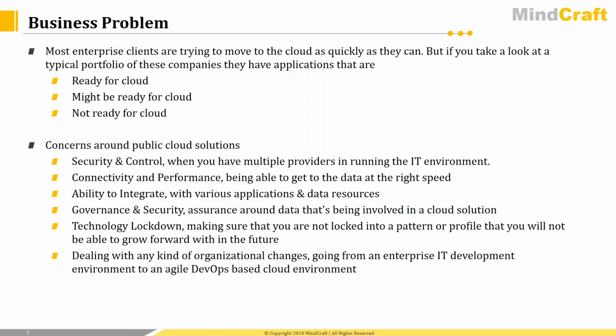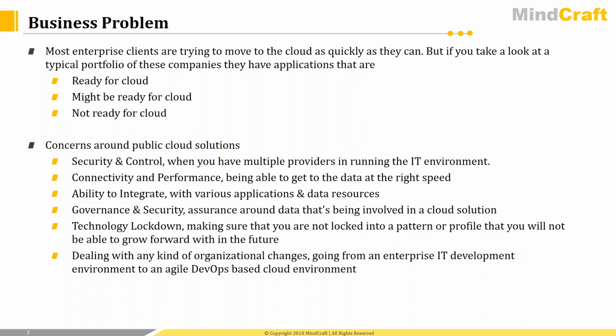And the third is something which is absolutely not ready for a cloud, right? So this is a typical scenario in most enterprise environments today, right? And whenever there is a talk of cloud, there are normally concerns around things like security and control. How will you have controls when you're talking about multiple providers running the IT environment? There's a question on connectivity and performance, because there is a lot of data being exchanged between applications. So how your performance will be when the applications are moved to the cloud vis-a-vis running it in your own data center. There are challenges in ability to integrate, right?